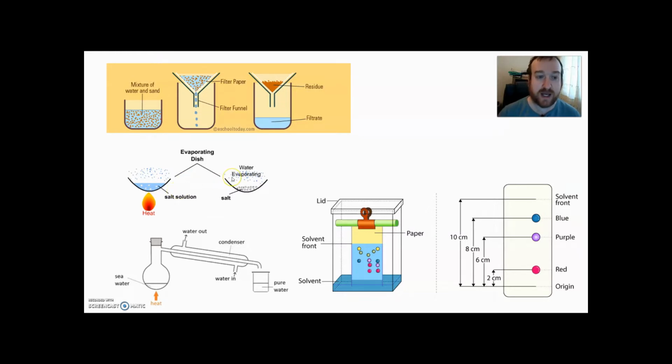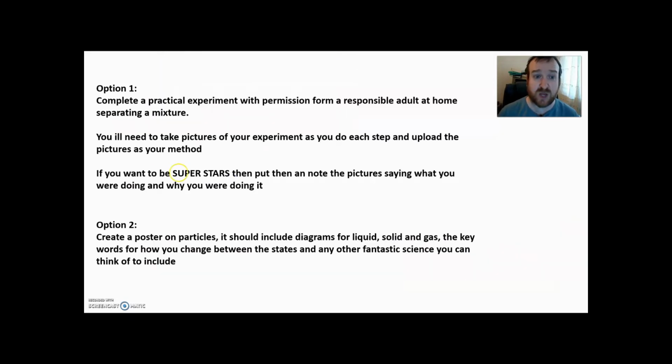Now, over half term and the week after half term, you've got two options. You can either complete the practical that's going to follow after this little bit of the video. You'll need to take pictures of your experiment as you go. You might want to annotate them, that'd be wonderful, talking about what you're doing and why you were doing it. What was the point in doing this particular step? If you are going to do the experiment, you need to get permission.